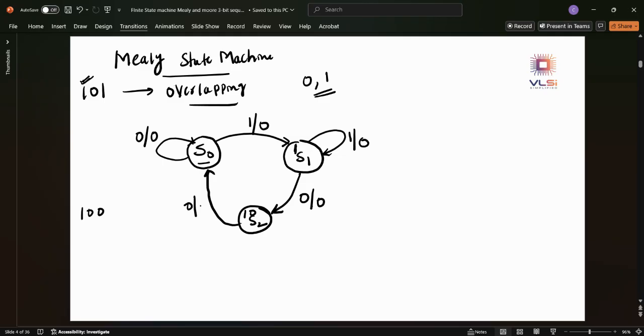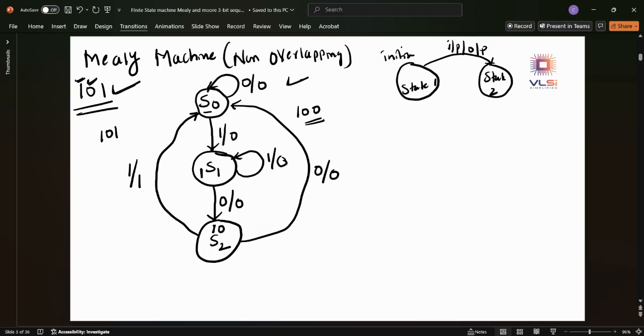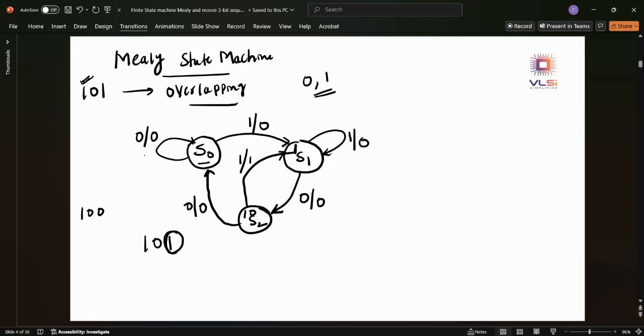The input is 1 and output is 1. Okay. So the difference between overlapping and non-overlapping is this only. See here, in non-overlapping, if it is 1, this is going into the initial state. And here, when you are getting 1, as this is overlapping, the last sequence can be the first sequence, meaning whatever is repeated. So here you got a repeated 1, no? So it will go to S1. Okay. So hope you understood this Mealy state machine 101, non-overlapping and overlapping.